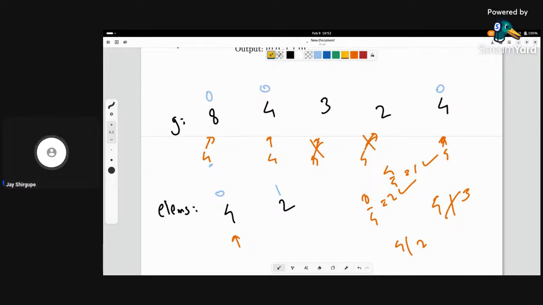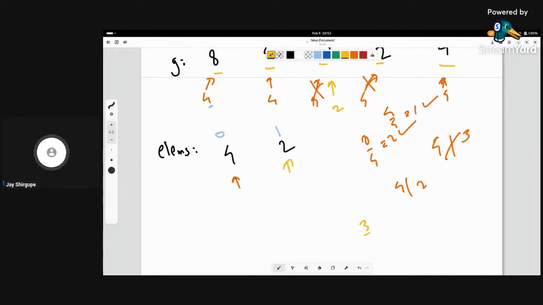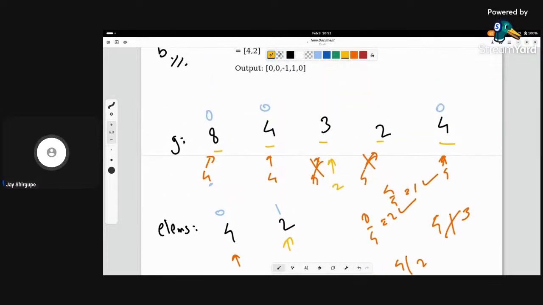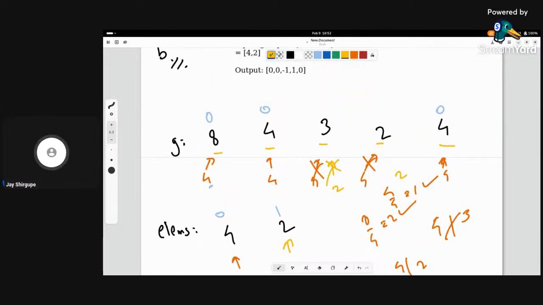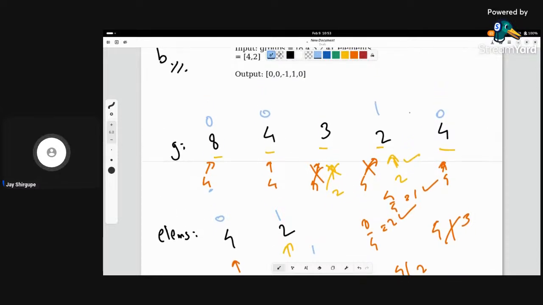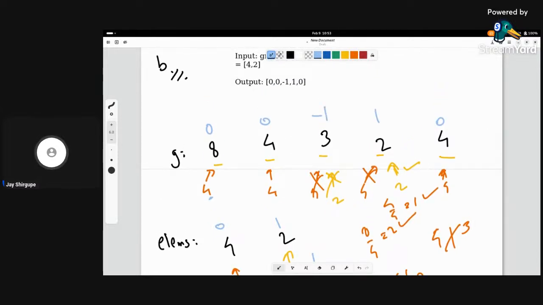Then next you try to assign 2. 8 has been assigned, 4 has been assigned, and this 4 has been assigned. You only have these two elements. Can you assign 2 to 3? 2 does not divide 3, it is basically 1 point something, so you can't assign 2 to 3. Can you assign 2 to the group of size 2? Yes, you can, because 2 divides 2, so this will be assigned an index of 1. And we are out of elements and 3 hasn't been assigned anything, so you get a -1 over here.